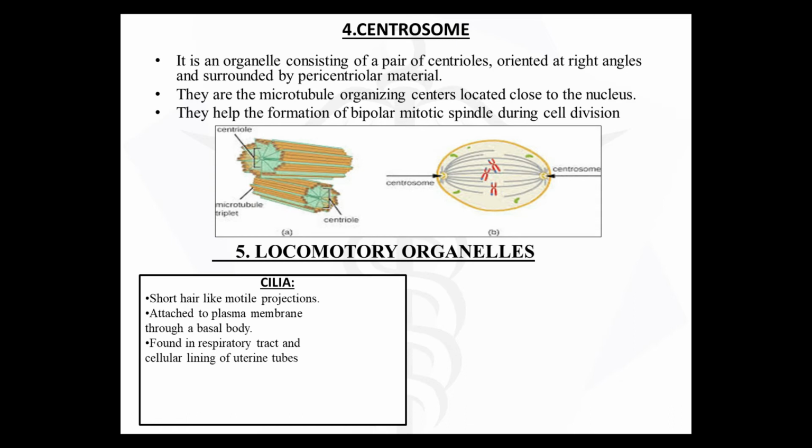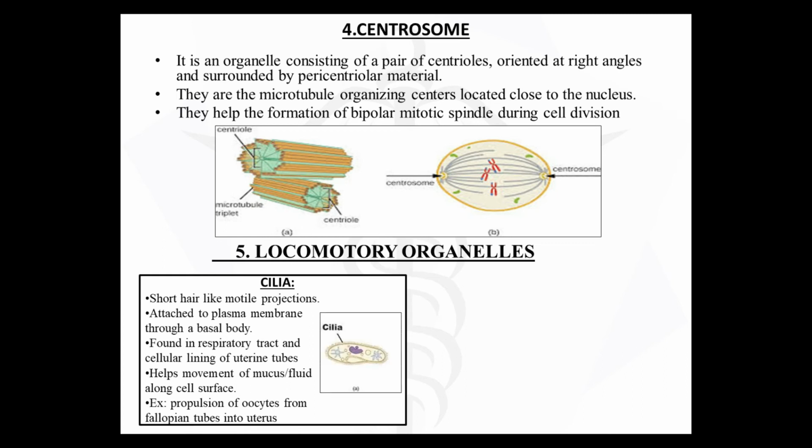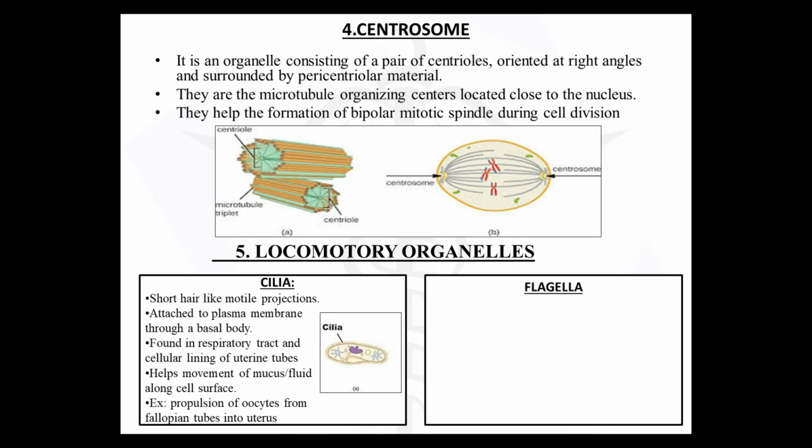They are abundantly found in respiratory tract and cellular lining of uterine tubes. The coordinated movement of the cilia help the movement of mucus or fluid along the cell surface. Ciliary movement plays an important role in the propulsion of oocytes, that is eggs, from the fallopian tubes into the uterus in females.